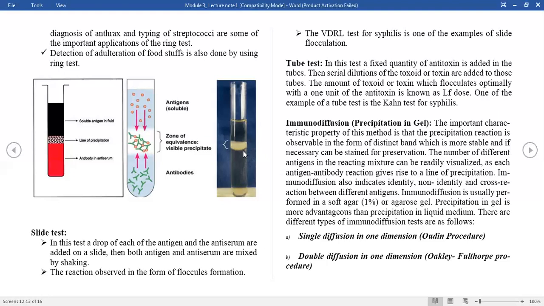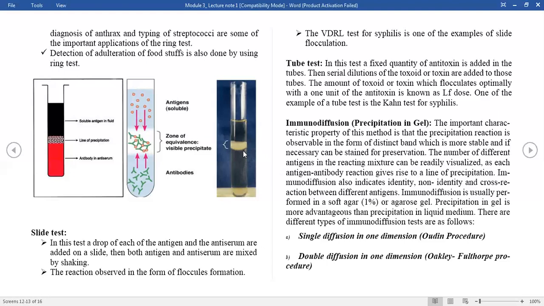First one to discuss is the Oudin procedure, that is a single diffusion in one dimension. Here, the agar gel having antibody is taken in a tube. An antigen solution is layered over it. So the antigen diffuses downwards, and wherever it reaches the optimum concentration with antibody, a line of precipitation is formed. The number of bands indicates the number of different types of antigen present there.